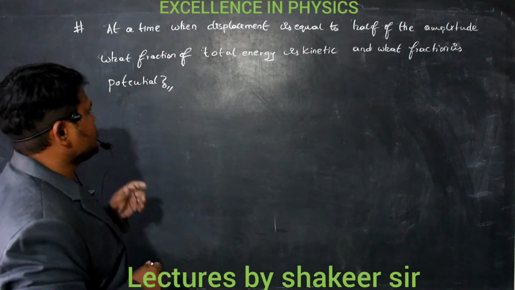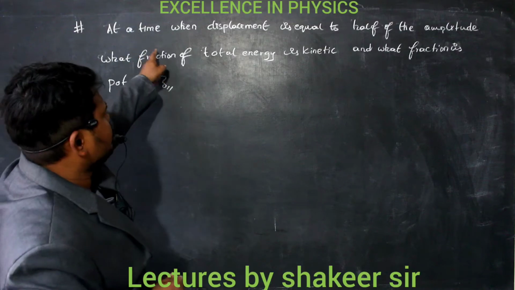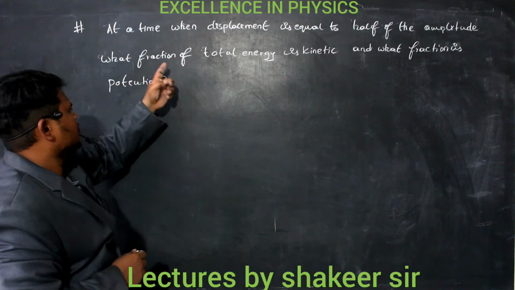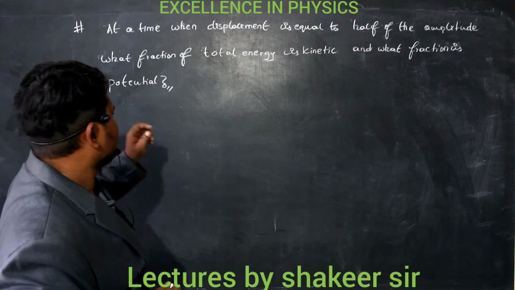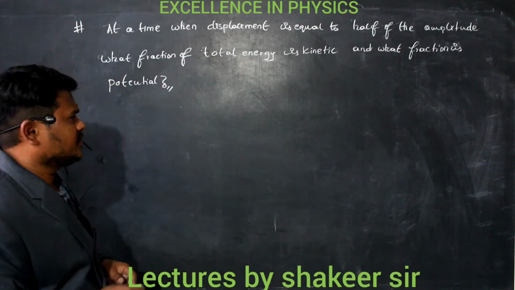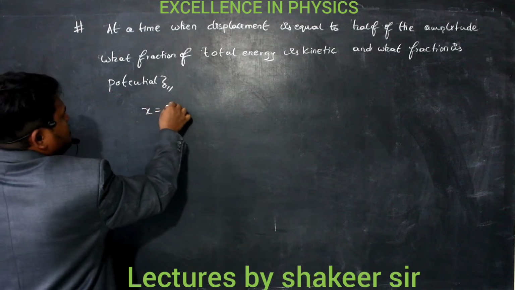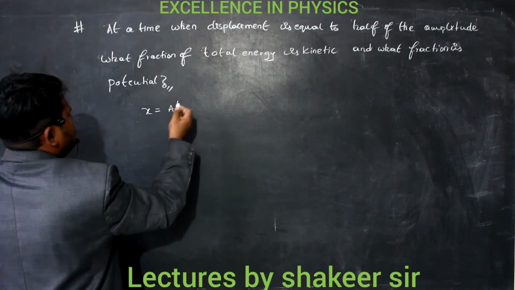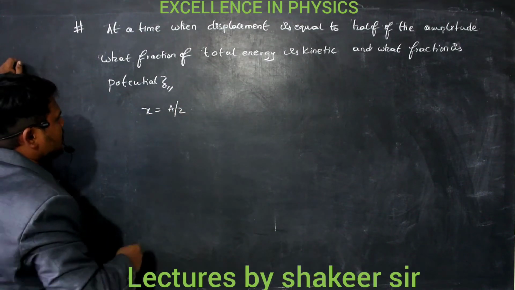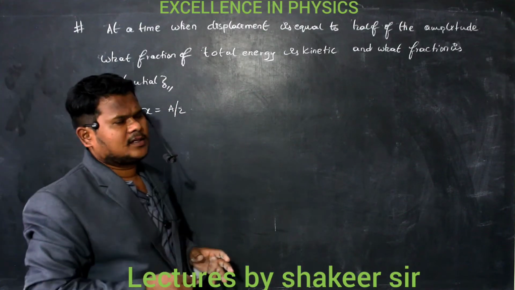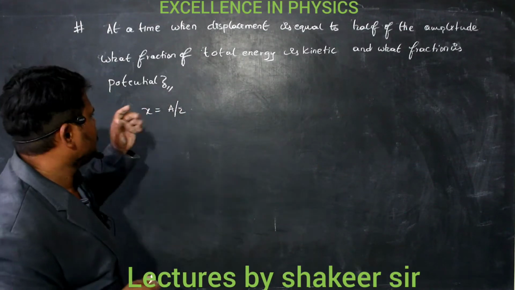Now let us see this question. At a time when displacement is equal to half of the amplitude, what fraction of total energy is kinetic and what fraction is potential? So here, what is the given data? Displacement is half of the amplitude. So x is equal to a by 2. Clear? So I want to calculate what fraction of total energy is kinetic and what fraction is potential.